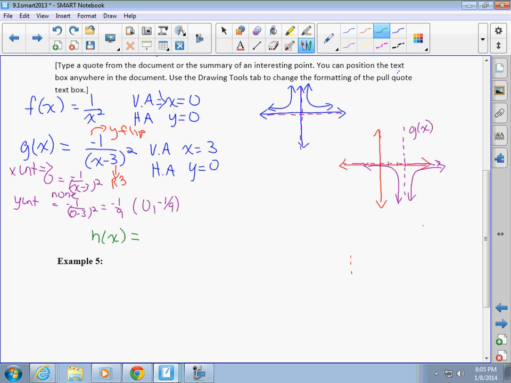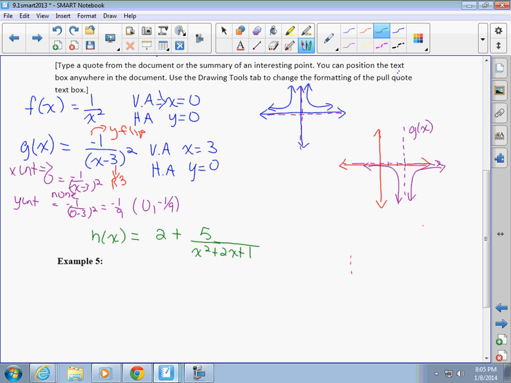h(x) is equal to 2 plus 5 over x squared plus 2x plus 1. Okay, so if I take a look at my x squared plus 2x plus 1, that really is a trinomial square. And remember, the trick for the trinomial square is if I take the middle term, divide it by 2 and square it, I need to get the last term.